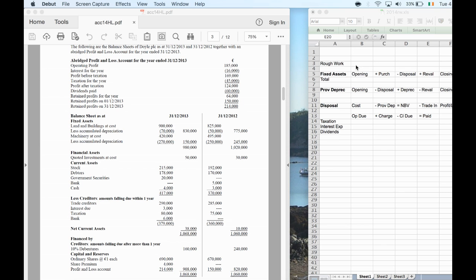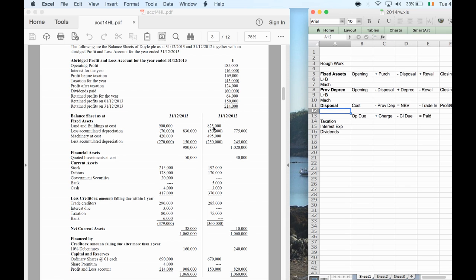So let's start with the fixed assets. We have land and buildings as the first fixed asset, and then we have machinery. Then the provision for depreciation for the two, land and buildings and machinery. And then there will be a disposal at some stage during the year.